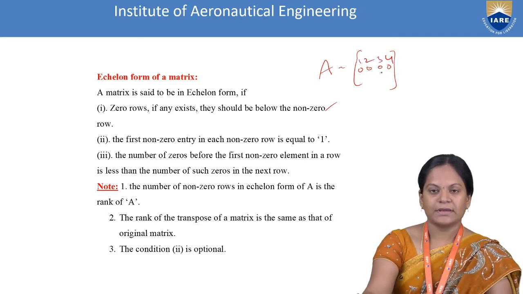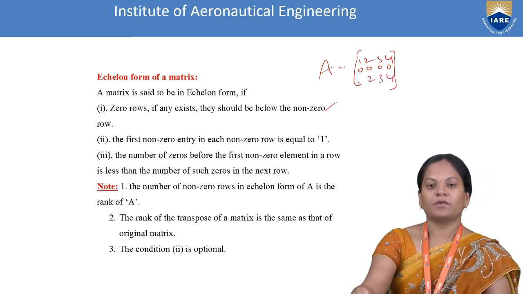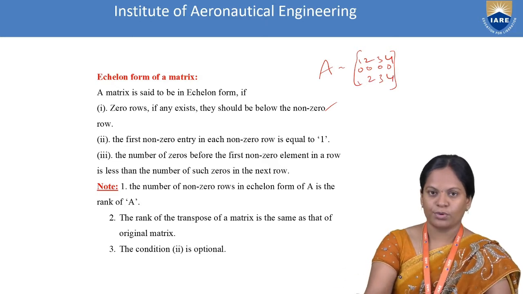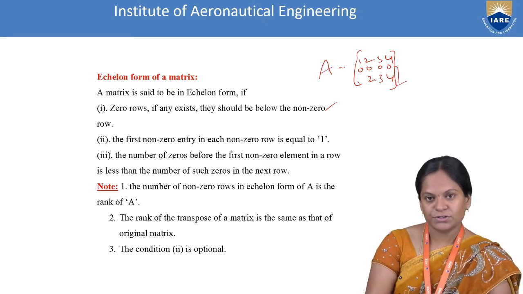We cannot consider it like this. Here the zero row is the second row, but after the zero row we have a non-zero row. So we have to interchange R2 and R3. If any zero row is there, it should be after the non-zero row.